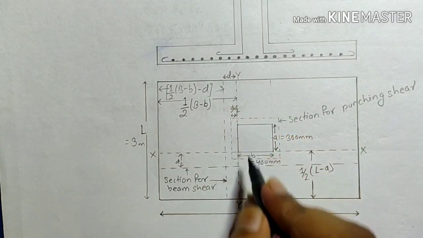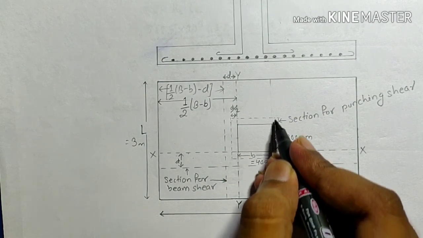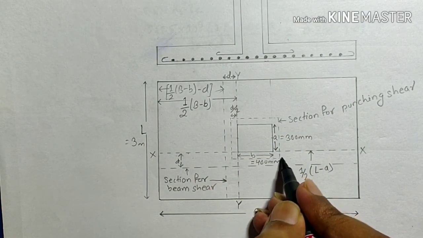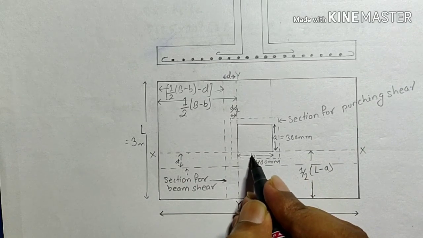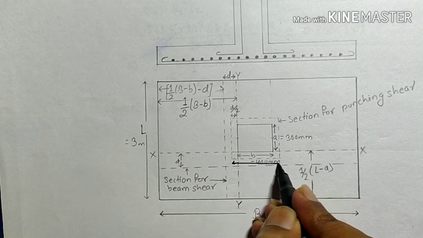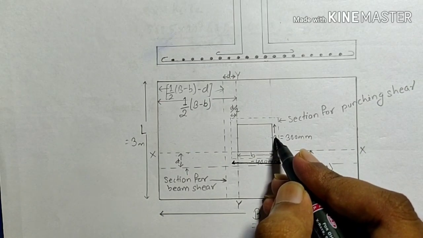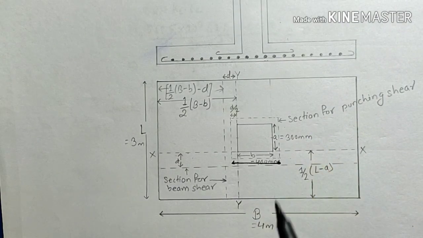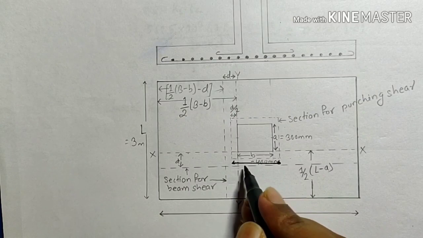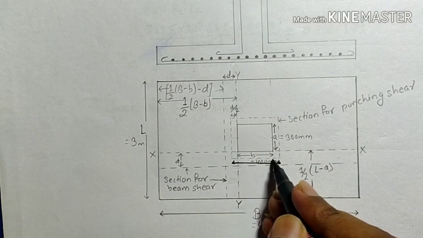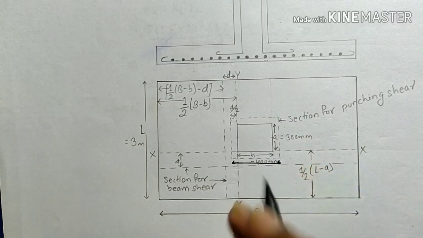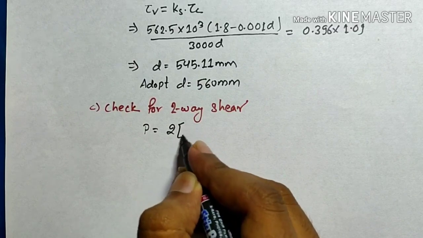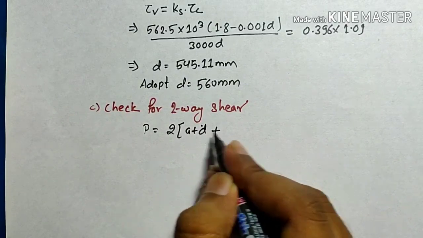Perimeter means we need to find the sum of the lengths of this portion, and this is going to be our b plus d by 2 plus d by 2. So this will be equal to b plus d. This span is equal to b plus d. Similarly, this is a and this is d by 2, here it is d by 2. So this will be equal to a plus d. So let's write it down, and the total perimeter will be 2 times a plus d plus b plus d. What I said, perimeter P equals 2 times a plus d plus b plus d.